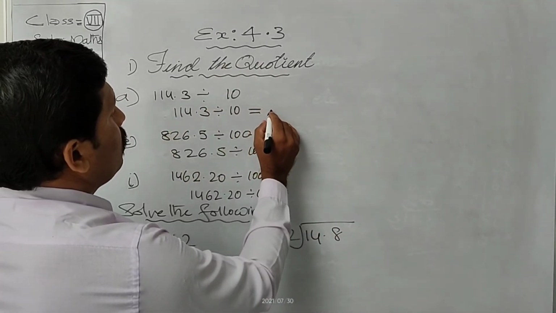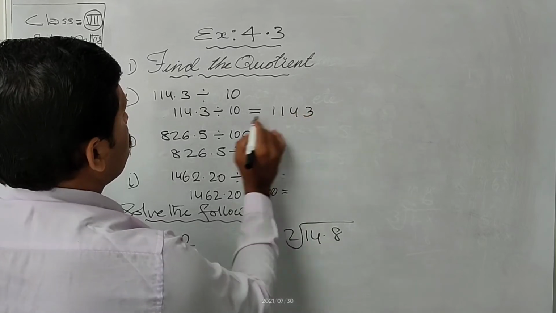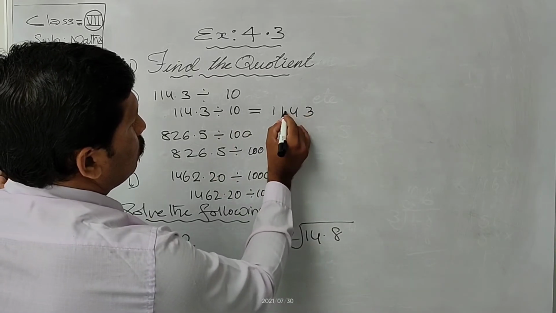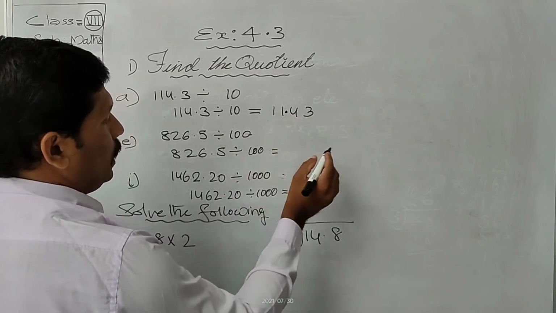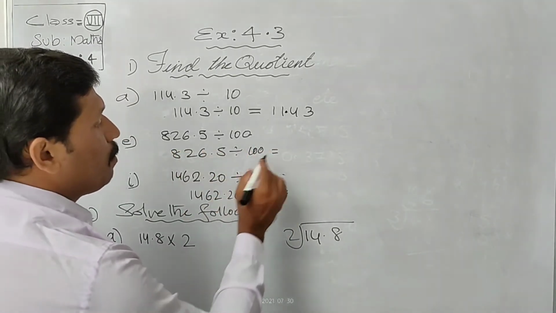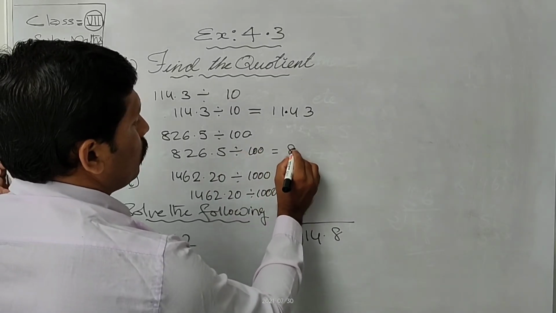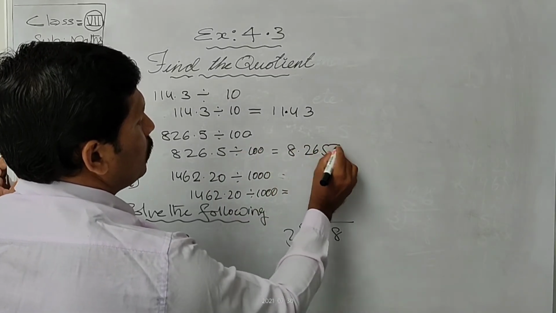So the answer will be 143. Here you can see that the decimal shifted, so 11.43 will be the answer. And next, 826.5 divided by 100. Here it is 100, so we put the decimal 2 digits to the left, therefore the answer will be 8.265.